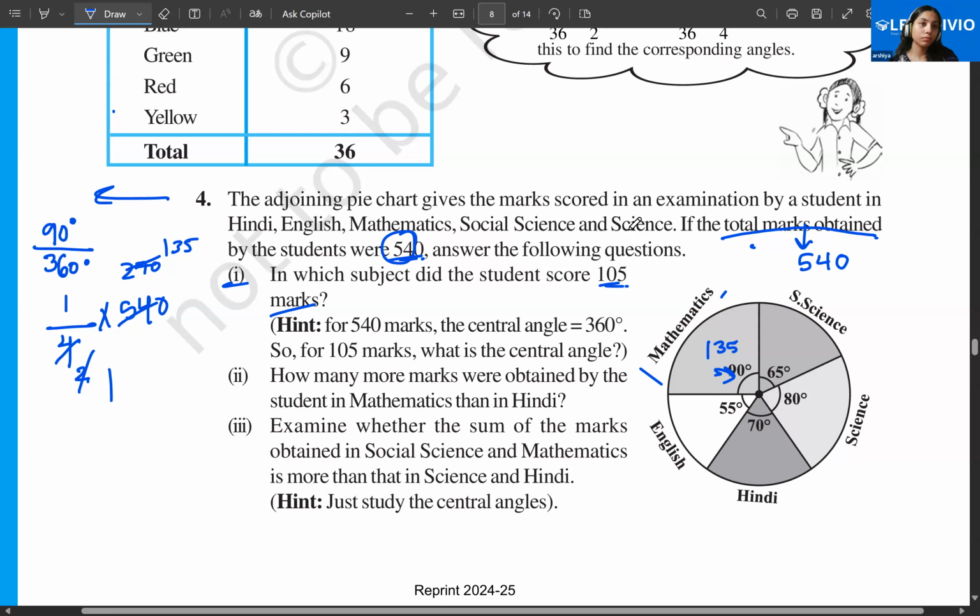Ma, I don't know the table of 65. Are you asking something, Hafsa? I don't know the table of 65. So, what is the number in the numerator? 65 upon 360.